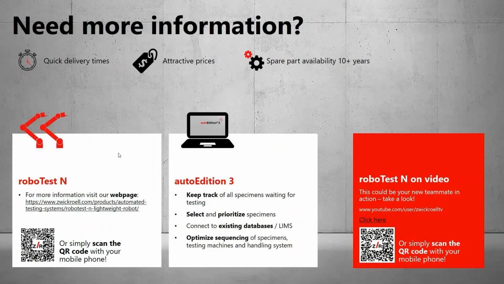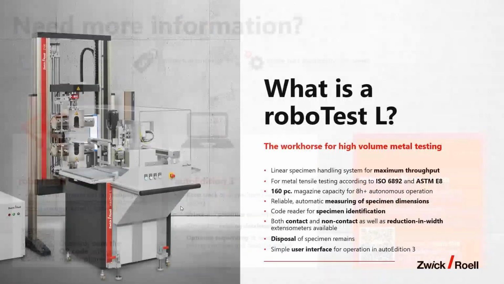If you need more information, the standard packages have a quick delivery time. They are in stock, so you can more or less get them instantly. We have attractive pricing, and the spare part availability is more than 10 years. You can scan the code here. We have extensive material on a web page, and you can look at videos on ZwickRoell.tv. So plenty of information is available.